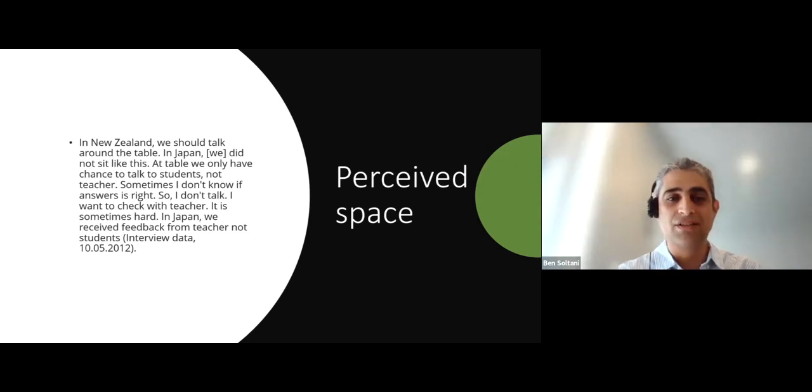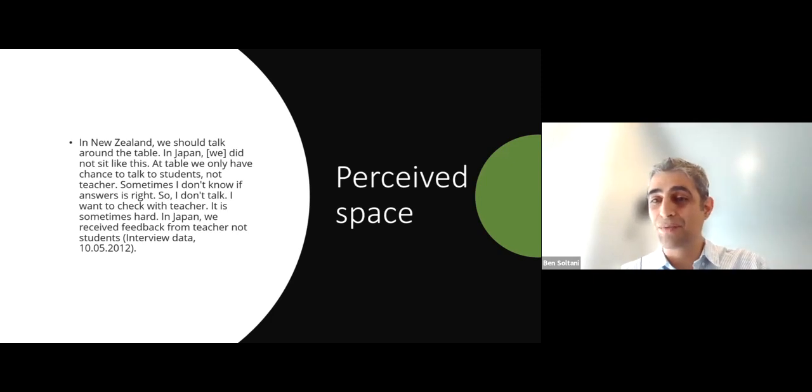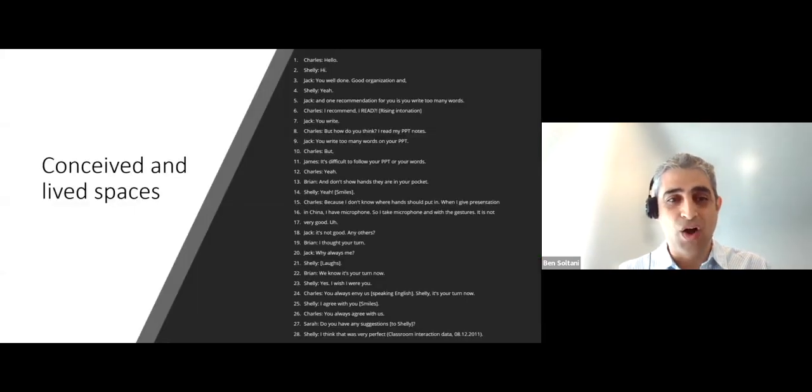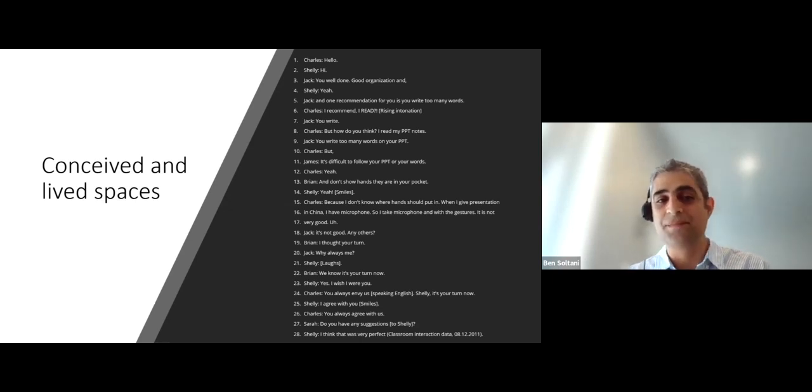In Japan, they did not used to sit at a round table together. But in New Zealand, she actually had to sit together with other students around the table, and they had to communicate. She was not used to it. Therefore, the physical space positioned her as a silent student in the classroom. Also, the conceived space and lived space positioned Shelley, the focal student, in a silent position. So the norms and rules of the classroom, she was not used to those norms and rules in New Zealand. And when she came here, she had to familiarize herself with those norms and regulations within the New Zealand context. As a result, she was positioned in a completely silent position.